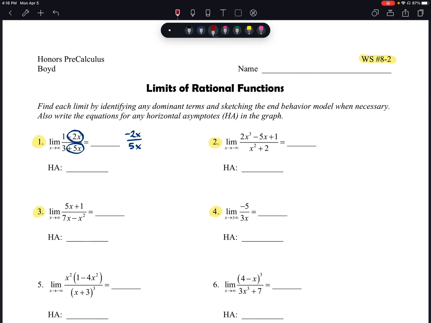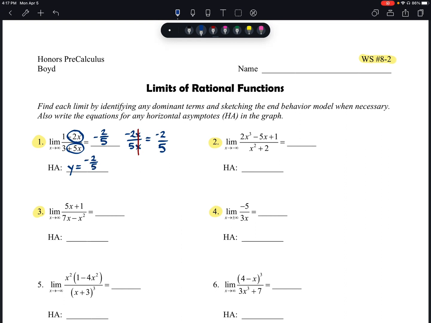Now these have the same degree, so when we cancel out our x's, what's left over is a constant value of negative 2/5. That means negative 2/5 is our limit. And if negative 2/5 is our limit, that means our horizontal asymptote is going to be at y equals negative 2/5.